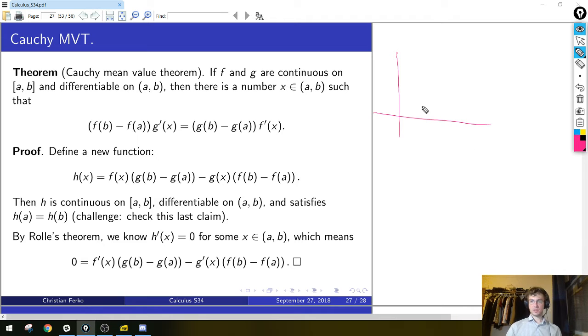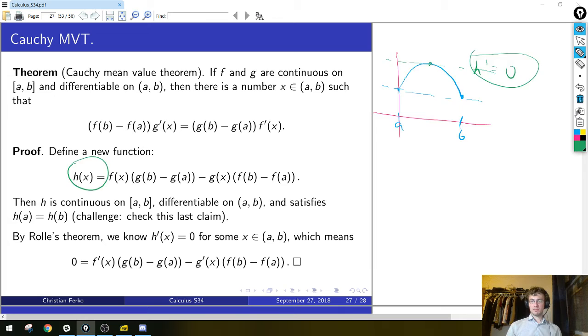So remember, this was pictorially the claim that if you end up where you started, so if this is a and this is b, and h of a equals h of b, which means you end where you started, then there had to be a place where you turned around. That means there had to be a place where the derivative h prime equals 0. And that's exactly what we're trying to prove, right? We're trying to find a place where h prime equals 0, so Rolle's theorem sounds very useful.